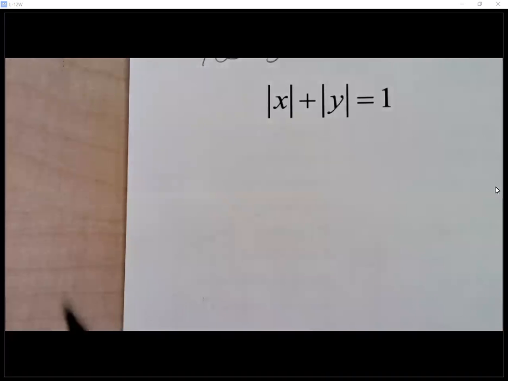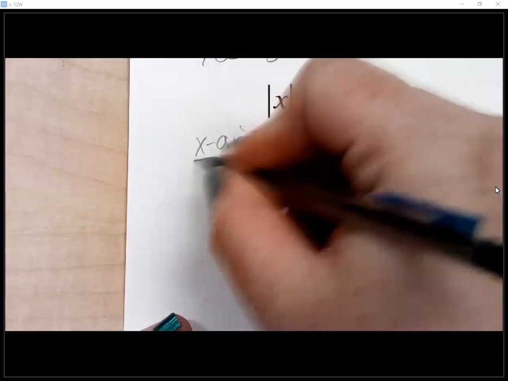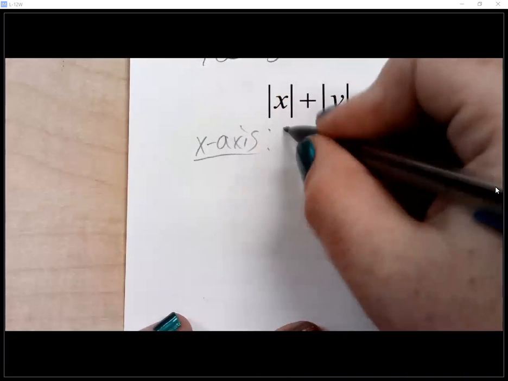Okay. So if I'm going to do x-axis, I am going to plug in negative y.